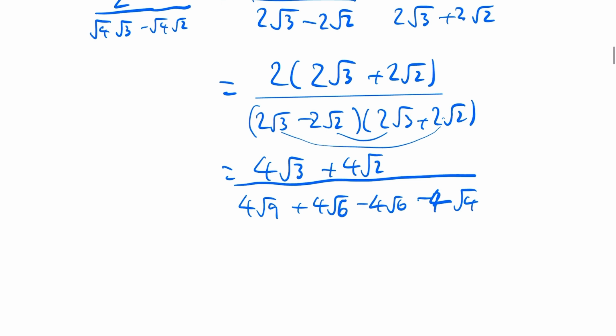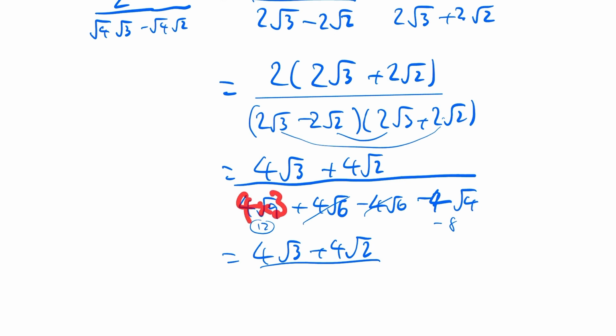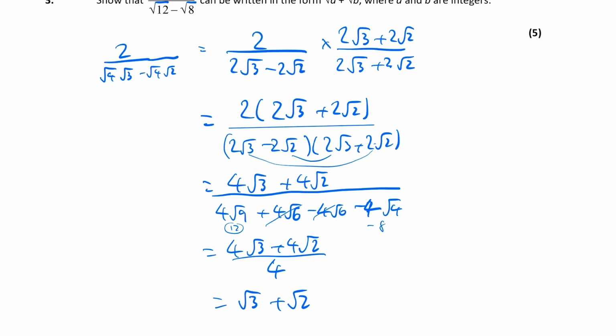So these cancel, and we're left with 4 root 3 plus 4 root 2 over, that's 12 there, and that's minus 8, because it's 4 lots of 3 and 4 lots of 2. So it's over 4, which means that we have root 3 add root 2. It's the same as that.